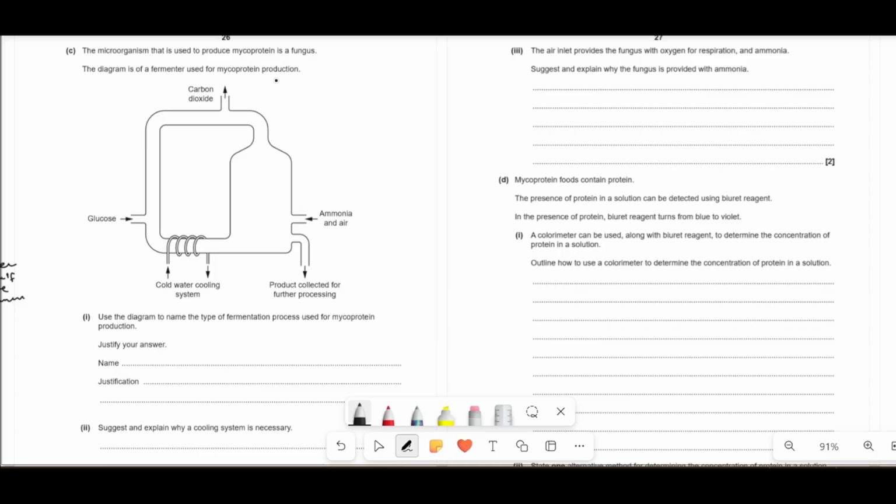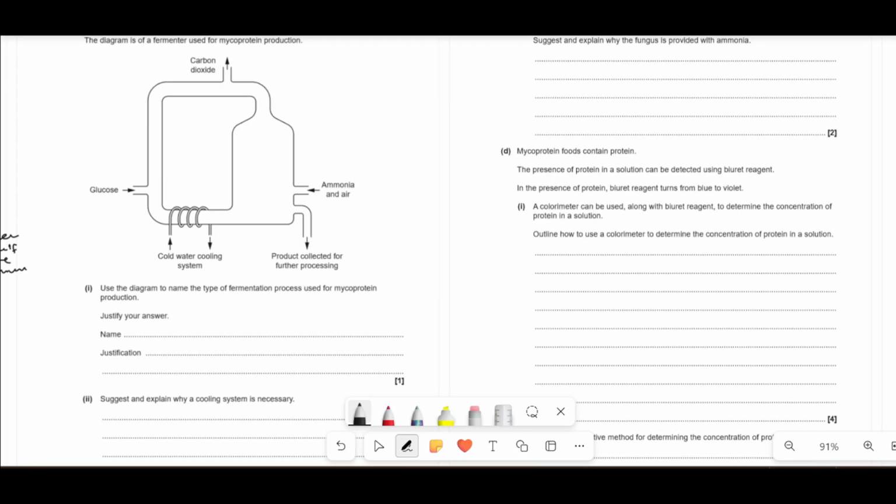The microorganism that's used to make mycoprotein is a fungus, and here's the diagram of a fermenter. So what have we got going on here? We've got ammonia and air coming in here, glucose coming in here, the products collected there, we've got a cold water cooling system, and then we've got carbon dioxide out there. So it's really important just to try and think, why is that all there? What's the point? Don't just look at the diagram, jump to the question and try to answer it. Just make sense of what's going on here.